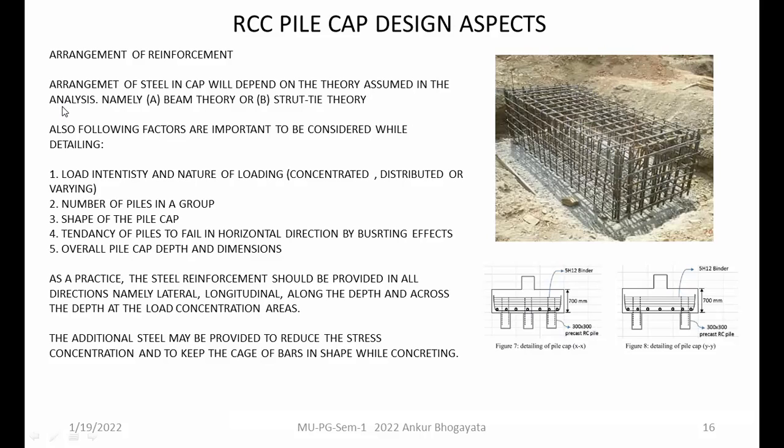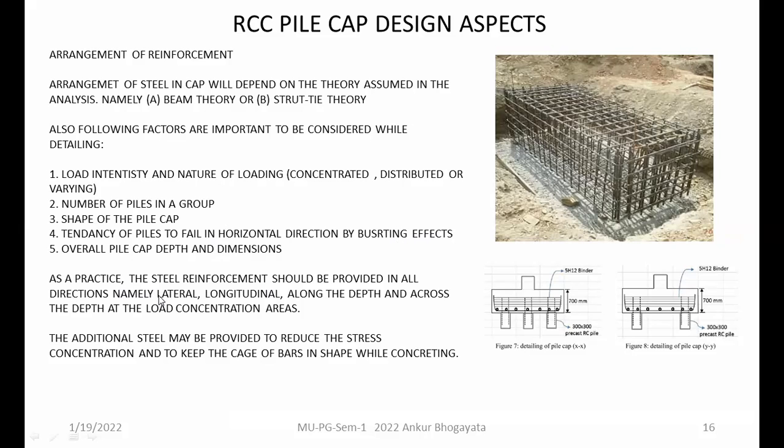So the arrangement of the reinforcement, let's have a quick look at that. The arrangement of the steel will depend on the following parameters: load intensity and nature of loading, number of piles in a group, of course the shape of the pile cap, the tendency of the piles to fail in the horizontal direction by bursting effects. You have to provide special steel for this, avoiding this bursting effect, and the overall pile cap depth and dimensions. So how you will detail the reinforcement highly depends on all these parameters.